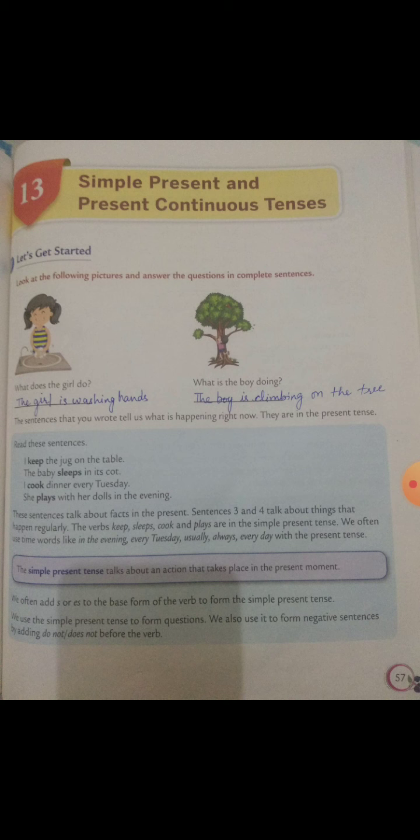So this action happens regularly and repeatedly. ये काम daily होता है, right? कि मैं रोज सुबह जल्दी उठती हूँ, फिर मैं ब्रश करती हूँ, then I go to school. These actions happen regularly and repeatedly. So this is in simple present tense, whereas in present continuous tense we will add ing.